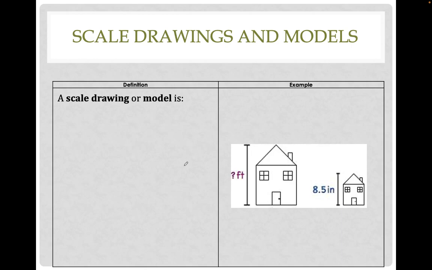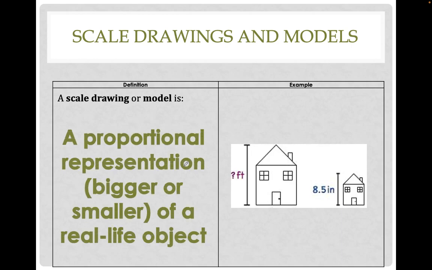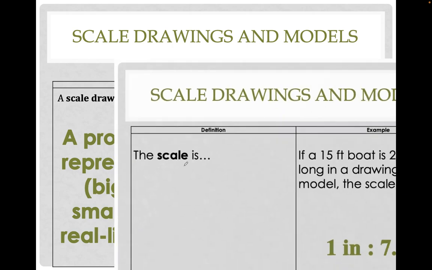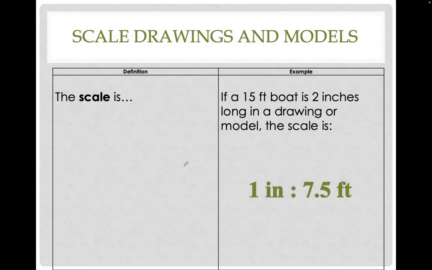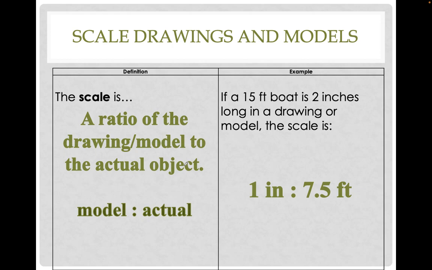So a scale drawing or a model is just a proportional representation of a real-life object. It can be bigger or it can be smaller depending on the original object. The scale is the ratio of how big the drawing or the model is to the actual object. So for example, if a 15-foot boat is 2 inches long on the model, the scale is for every 1 inch on the model, that is representing 7.5 feet in real life.